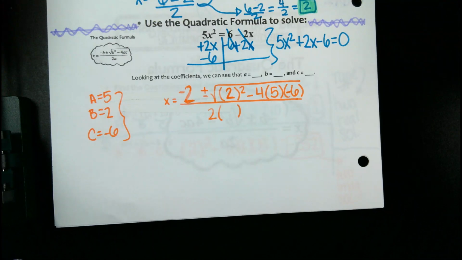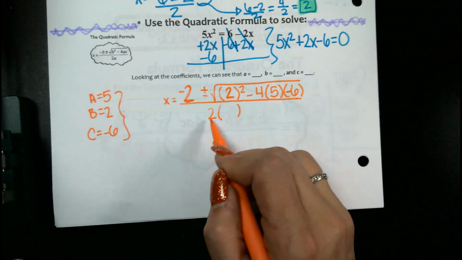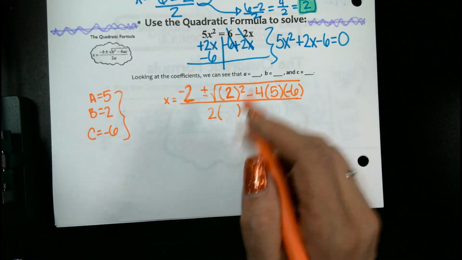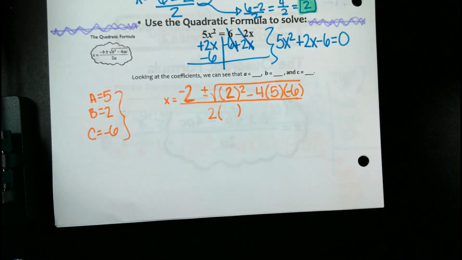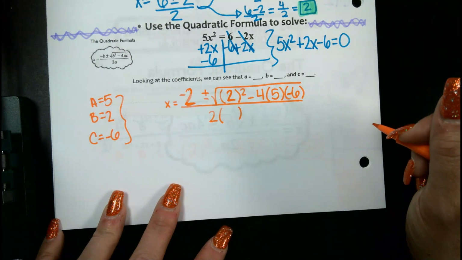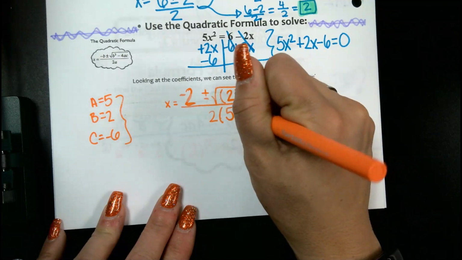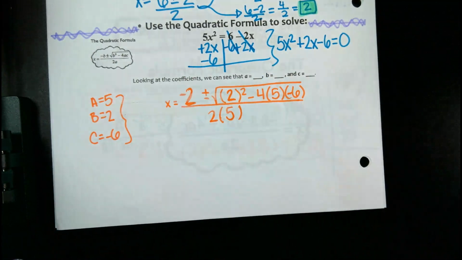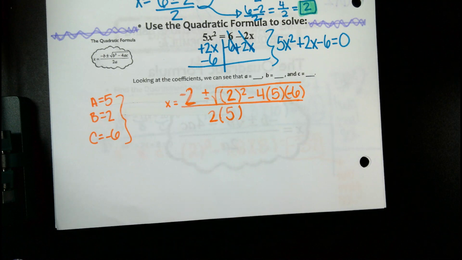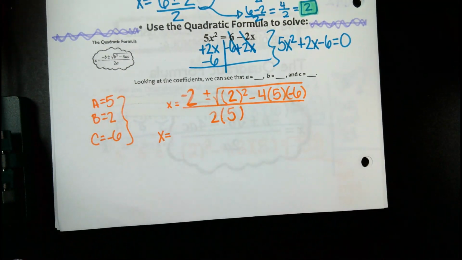And then again, big fraction bar under the whole thing. And then 2 times, no, 2 times a. A is not 2. A was 5. 2 times 5. So that's just the substitution step.